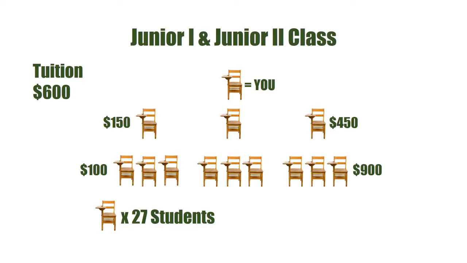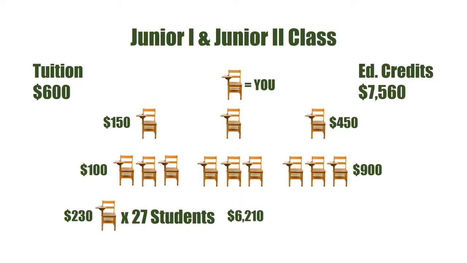$100 for row number 2, so easy math there, $900 when those 9 seats fill. $230 for row number 3, $6,210 for a total of $7,560 in the Junior 1 and Junior 2 class. So you can see the income begins to get a little better.